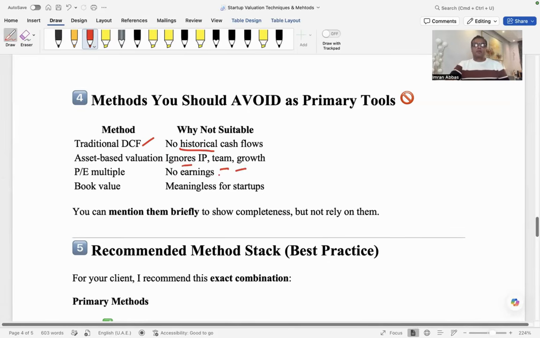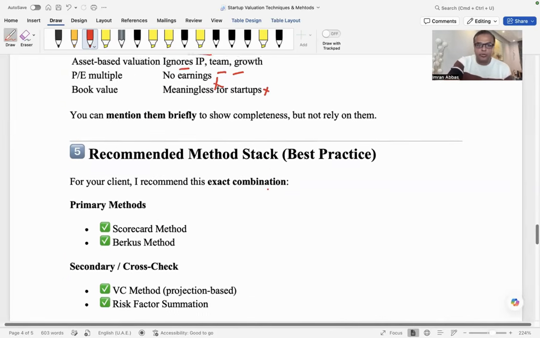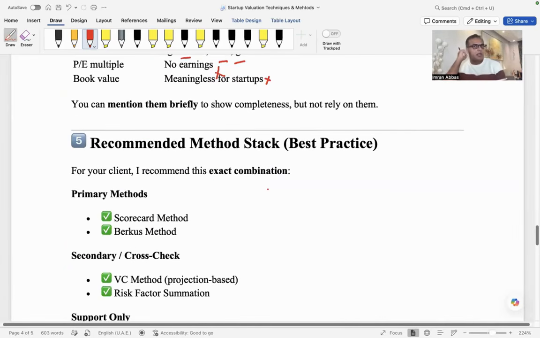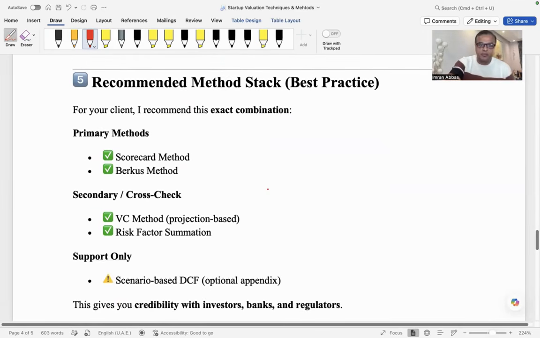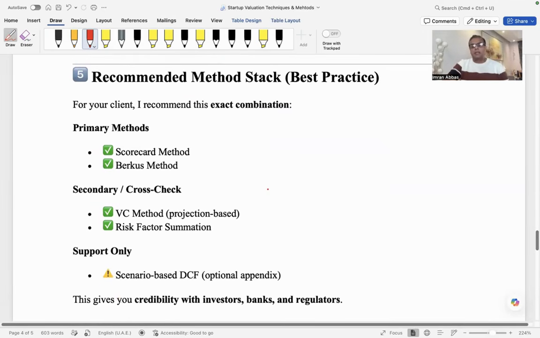P/E multiple: if you don't have earnings, then it will not be applicable. Book value is meaningless for startups, because startup companies don't have many assets, so it is useless. So you need to mention all these methods so that you can understand which method would be applicable in which circumstances. First of all, the recommended method: what you need to apply first is to give 4 to 5 methods.